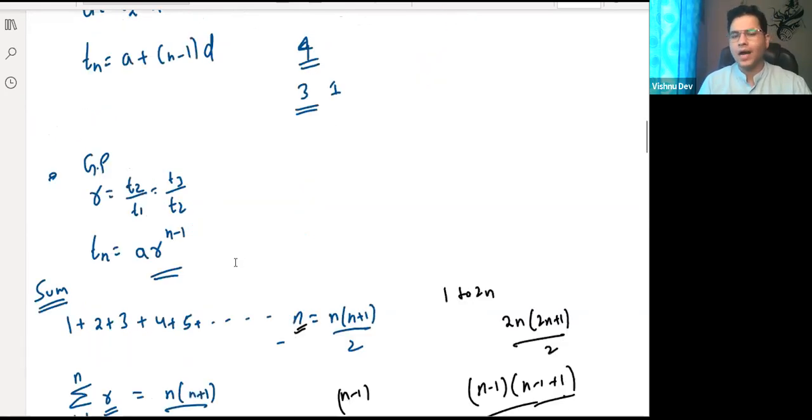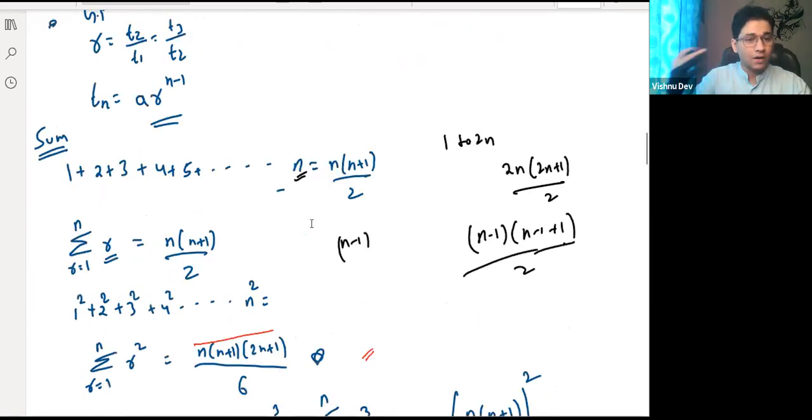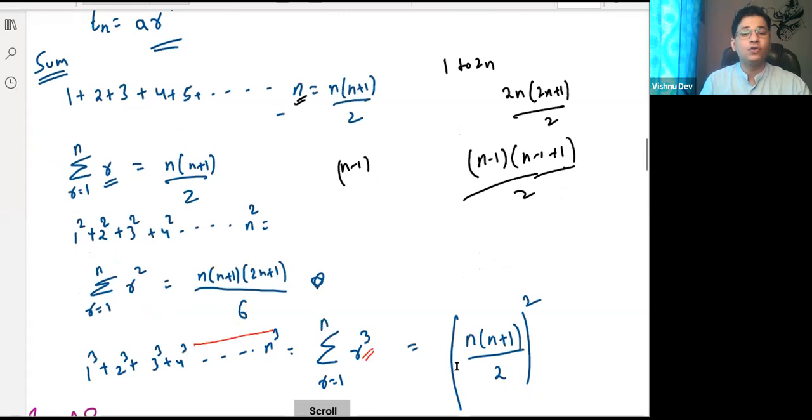Now, after that, we have the concept of sum. The sum is called a series. Actually, we have lots and lots of series. For example, this is the sum of n natural numbers, which is given by n into n plus 1 by 2. We all know that. In the same way, the sum of squares of n natural numbers is given as n into n plus 1 into 2n plus 1 by 6. The sum of cubes of n natural numbers is given like this.